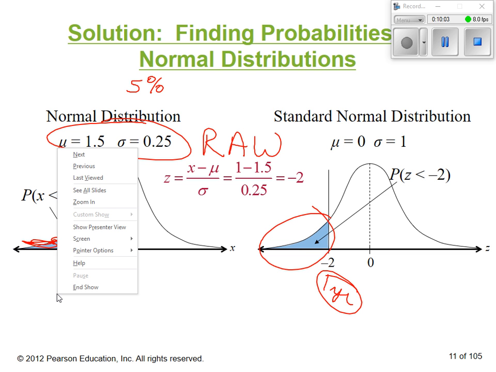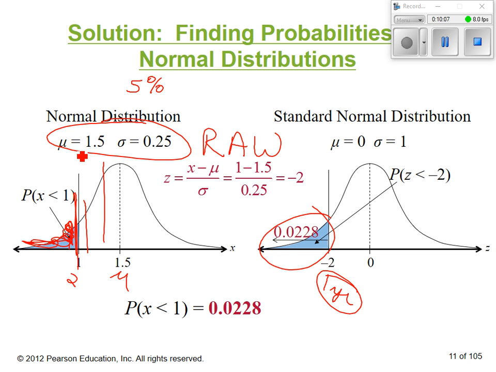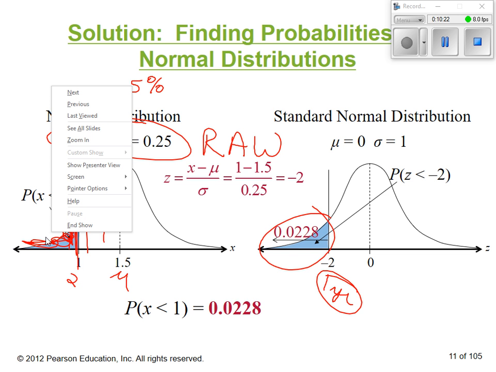But you got to be able to do this. You got to be able to change it to a z-score. And it comes up to be about 0.0228, which would be about 2.3%. Again, very unusual for somebody to keep a phone a year or less.